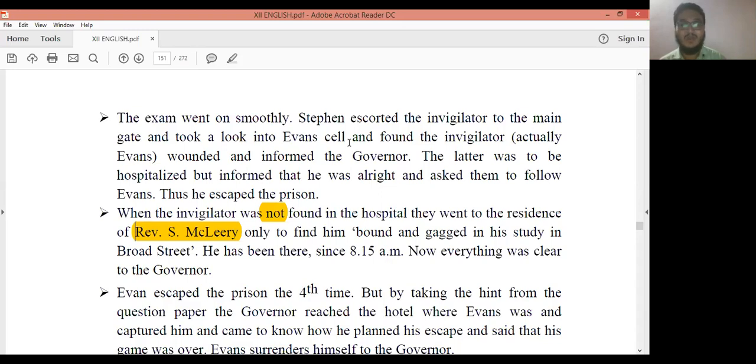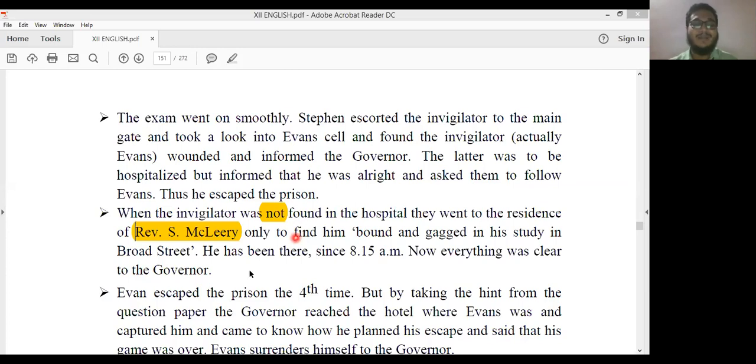Understood, students? Now everything was clear to the governor. So now the governor understood what the issue and the problem was. Students, you can understand clearly how and what happened here exactly. Even as you have understood the situation, the governor is quite clear about what is happening.